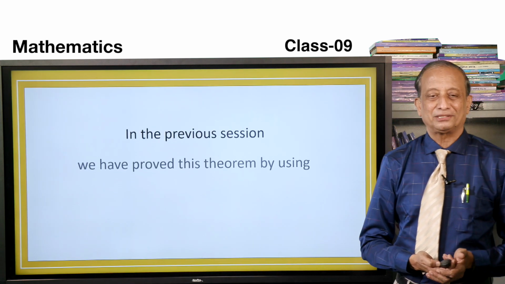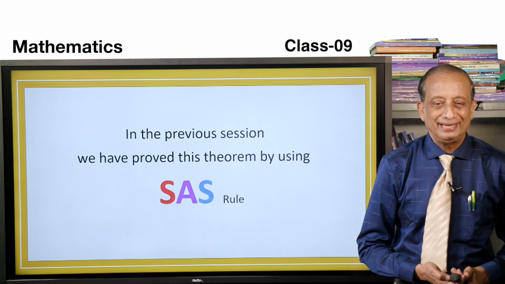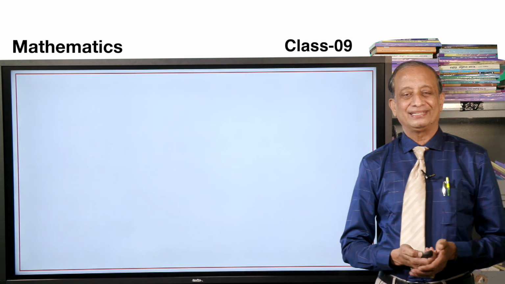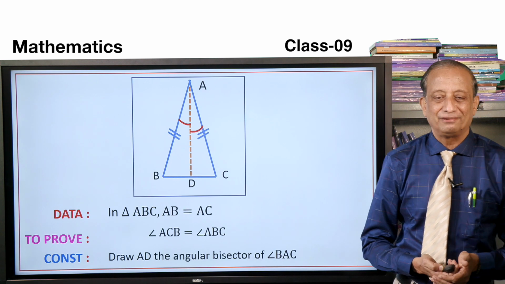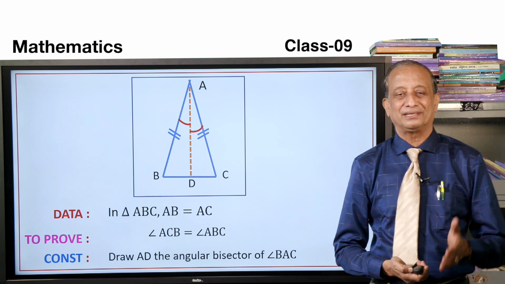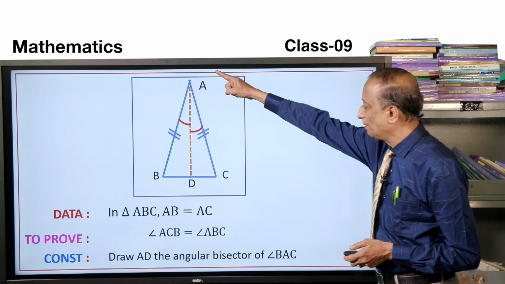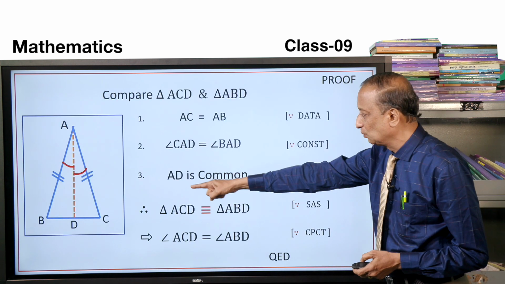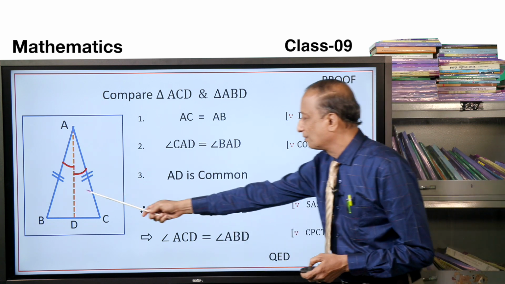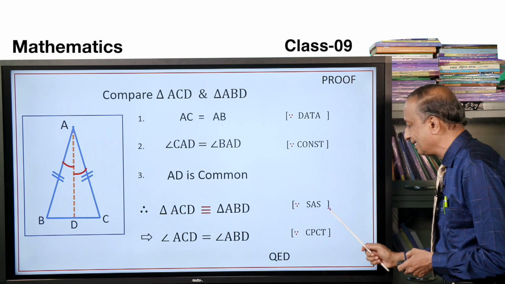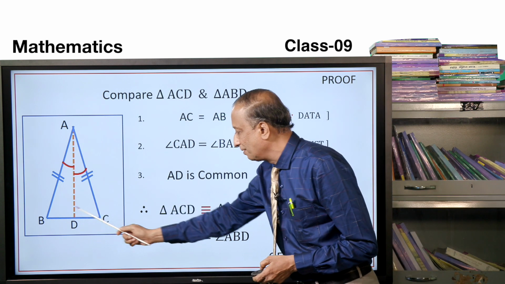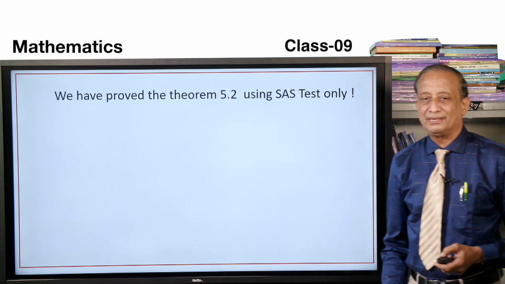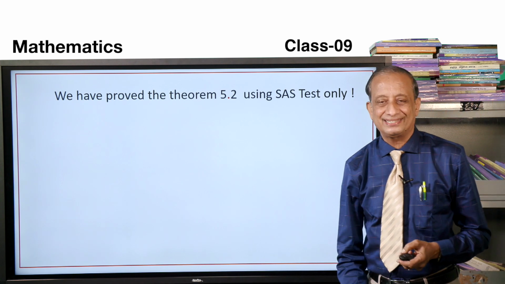In the previous session, we have proved this theorem by using SAS rule only. Let us try to recall it. So this is the figure, data to prove and construction. The construction is, we need to draw an angular bisector like this. So this is the proof. Just compare those two triangles. You will understand that they are congruent on account of SAS rule. Therefore, the corresponding parts are equal. Angle B and angle C are equal. We have proved this theorem 5.2 using SAS test only, children.